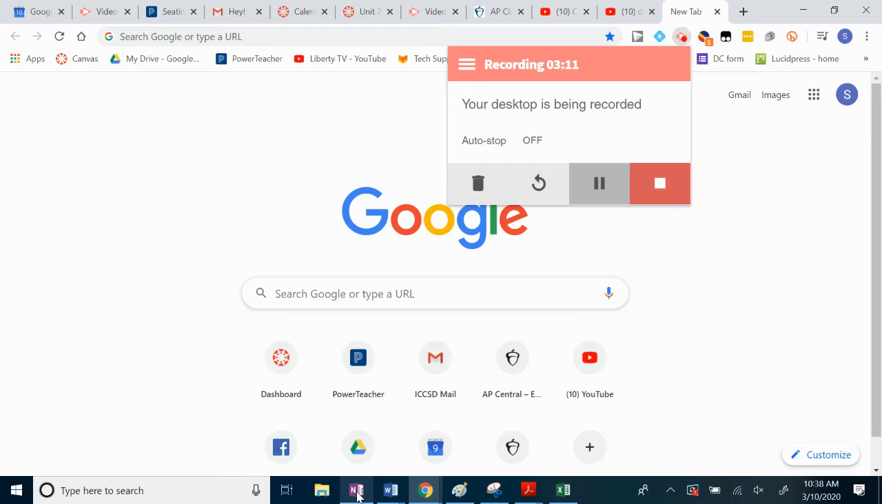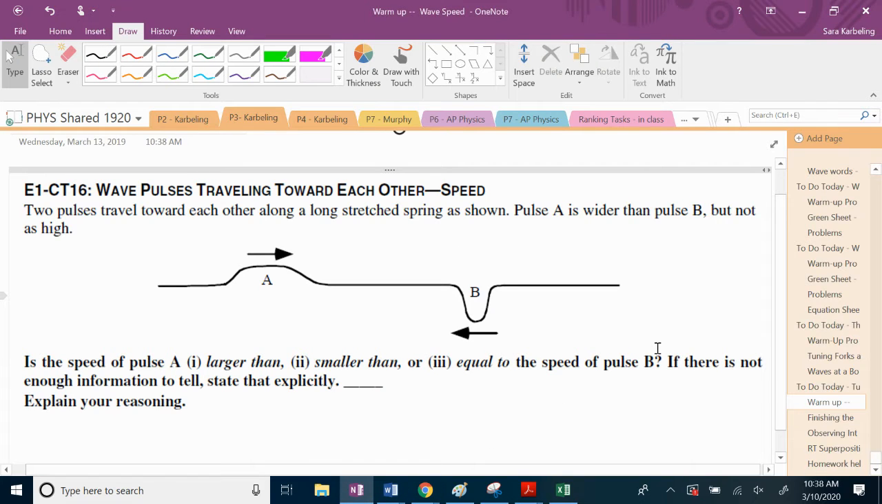All right, physicists. Here we go. Two pulses travel toward each other along a stretched spring as shown. Pulse A is wider than pulse B, but not as high. The question asks, is the speed of pulse A larger, smaller, or equal to the speed of pulse B? There's actually a fourth choice, right? The fourth choice is there's not enough information. So you got four choices.